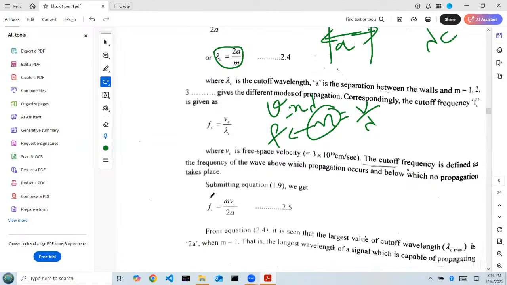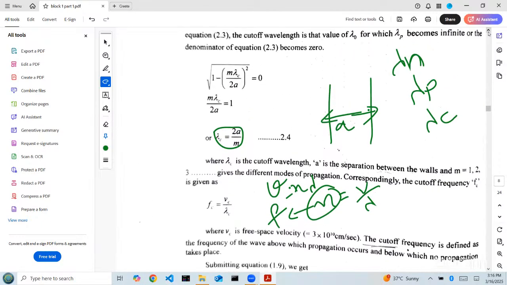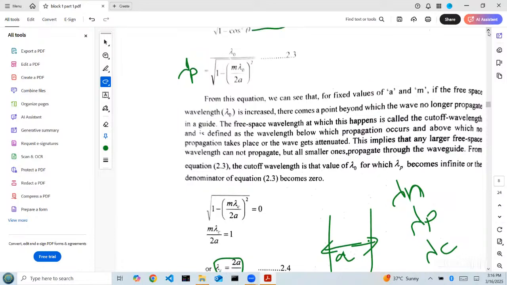Wavelength calculation. Come to the wavelength calculation from equation 2.3 or 1. What is equation 2.3 in our textbook? Lambda p equal to lambda naught by under root of 1 minus (m by 2a) times lambda naught, whole square.